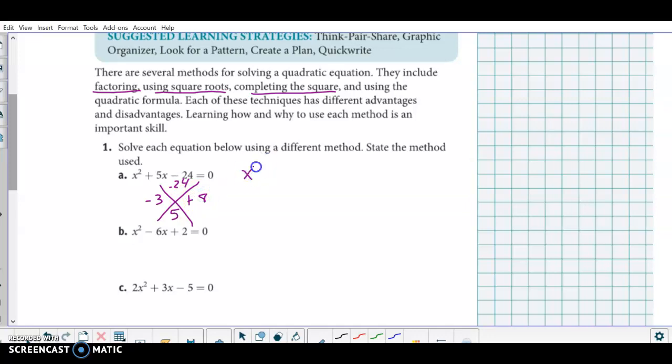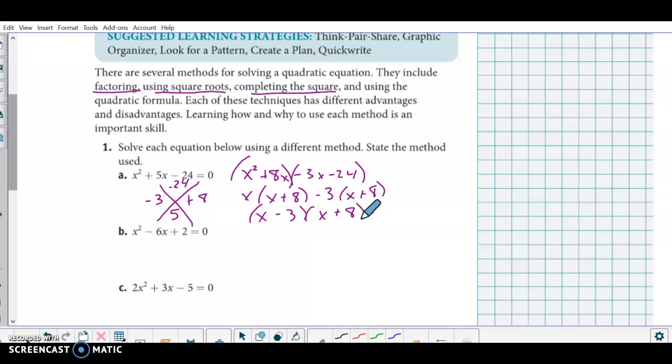And I could use my grouping, -3x, -24. And when I do that, I can factor out an x, I can factor out a -3, and I get my factors of x minus 3 and x plus 8. So I know that I would have two roots here, which would happen to be -8 and +3.